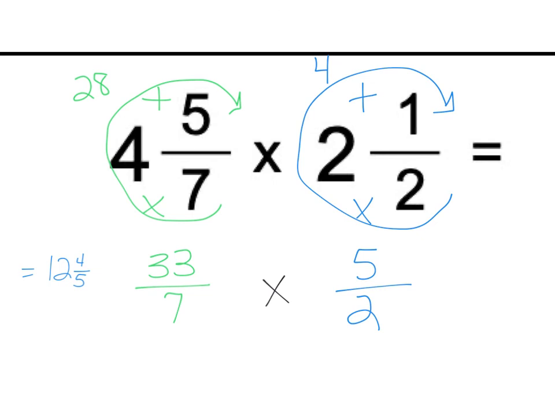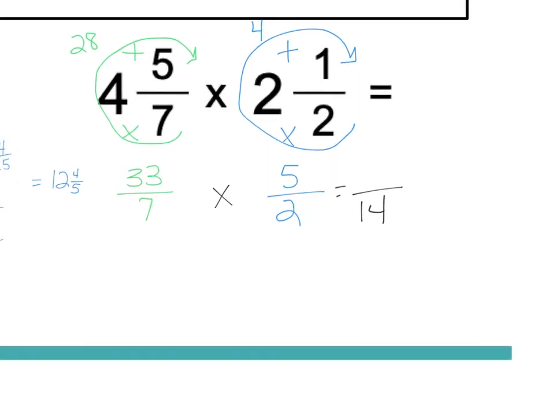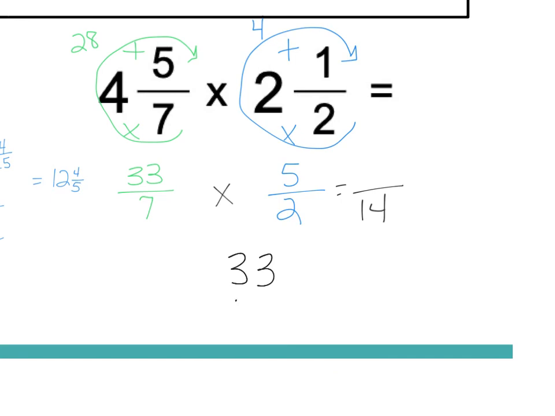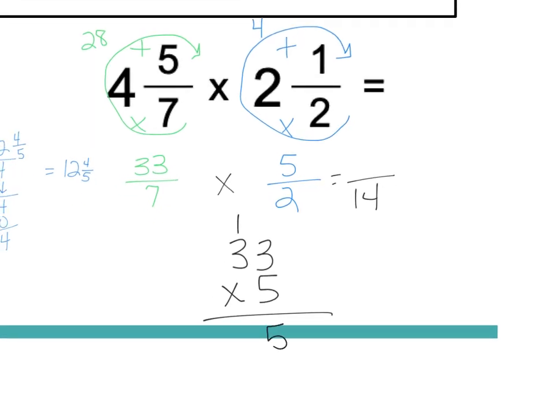We cannot simplify here. So all I'm going to do is multiply the top times the top and the bottom times the bottom. I'm actually going to do the bottom first just because it's easier. What is 7 times 2? 14. Now all I have to do is multiply the 33 times the 5, and I don't have that memorized. And I'm a visual person, so I'm going to write it down. So are you. 5 times 3, 15, carry 1, 3 times 5, 15, plus 1, 16.